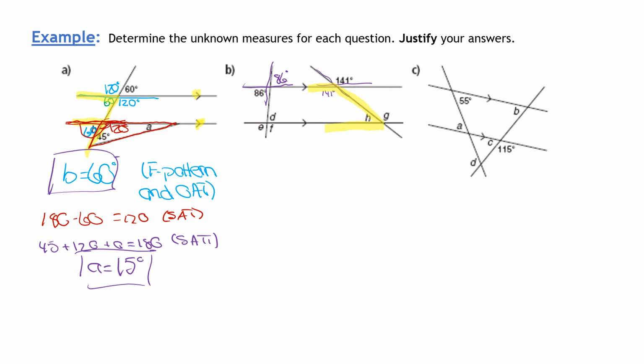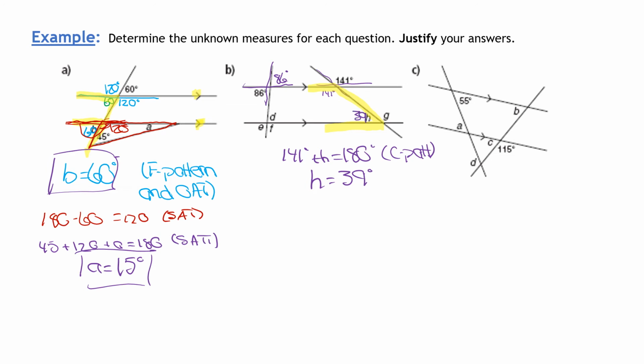So that means 141 plus H has to equal 180 degrees, and that's the C pattern. That's all you need to write there. C pat is good. So what is H? So you're going to subtract 141 from both sides to get H, and we get 39. So there's H, 39 degrees. There's 39 degrees right there.